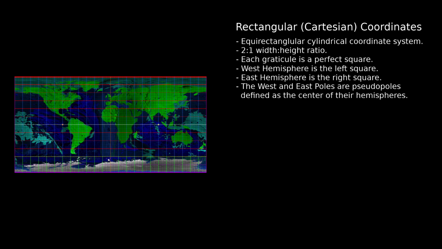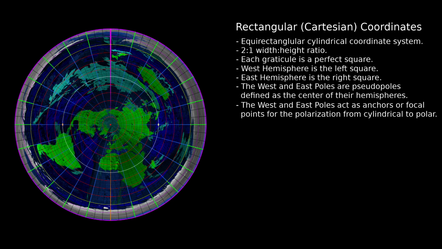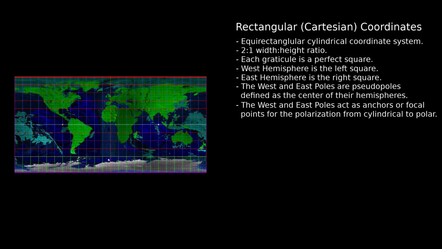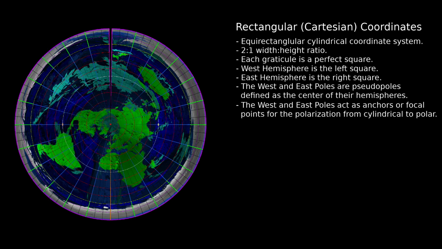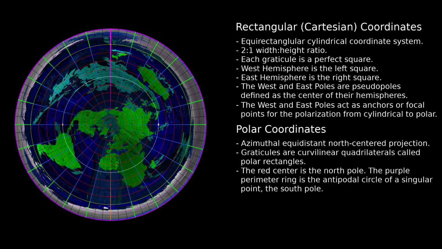We'll mark the center of each hemisphere as pseudopoles, the west pole and the east pole. When using a conic equidistant function to polarize rectangular coordinates, the west and east poles act as anchors or focal points for the polarization. The end result are polar coordinates comprised of curvilinear quadrilaterals called polar rectangles. This is the azimuthal equidistant projection.